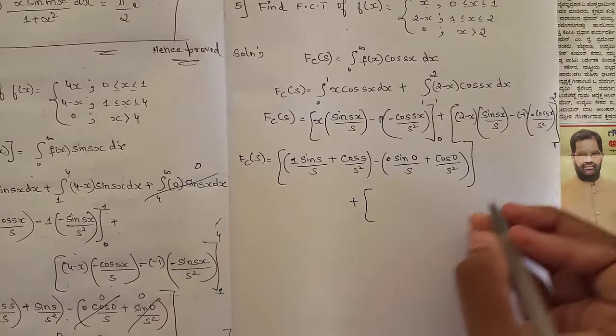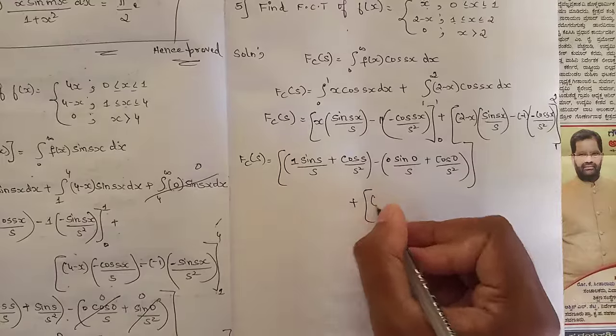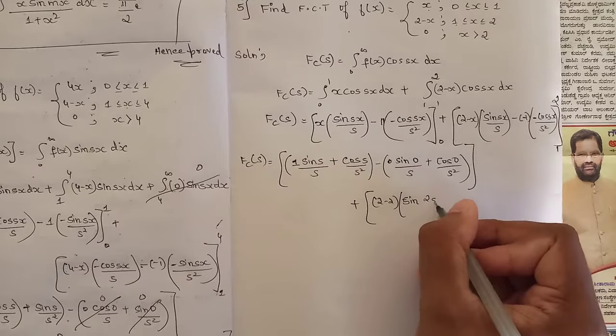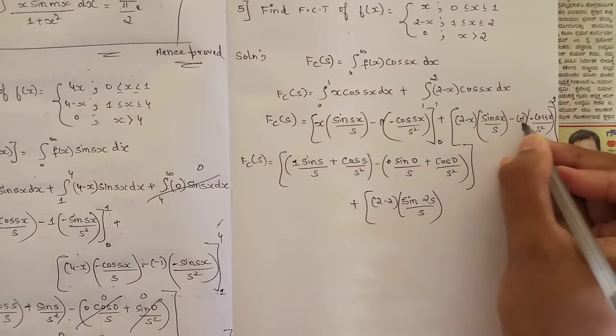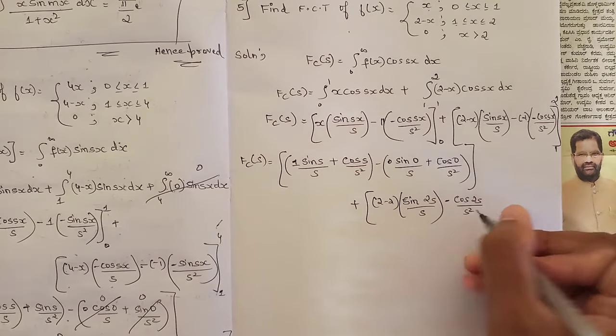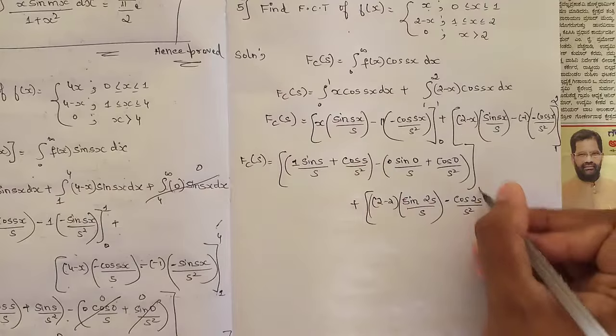plus for this the upper limit is 2, so it is 2 minus 2 into sin 2s by s, minus minus plus, and plus minus is again minus cos 2s by s square, minus the lower limit that is 2 minus 1 is 1, so I am writing it as sin s by s. Here the value of x is 1. Since 2 minus 1 is 1, it is actually 1 sin s by s. I have written sin s by s minus again cos s by s square.